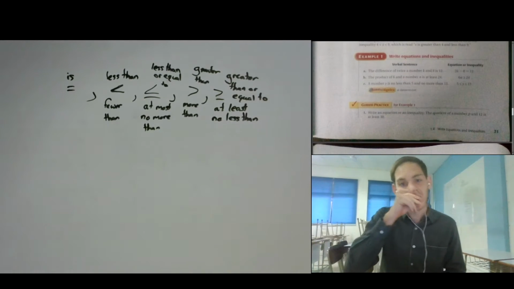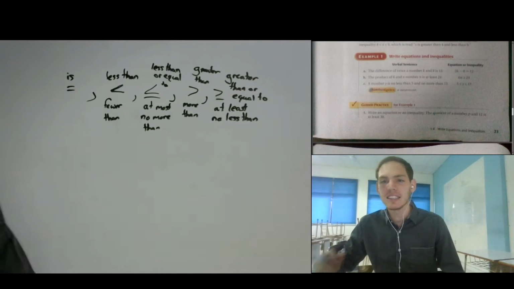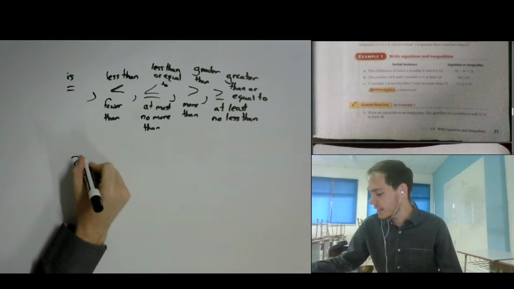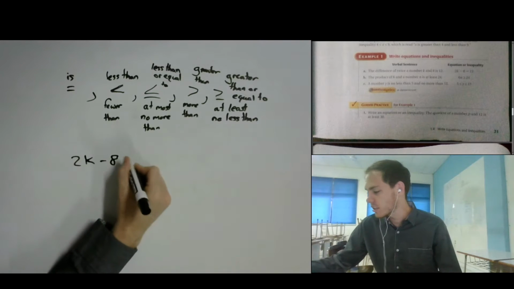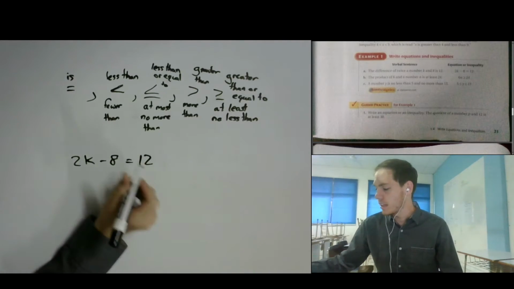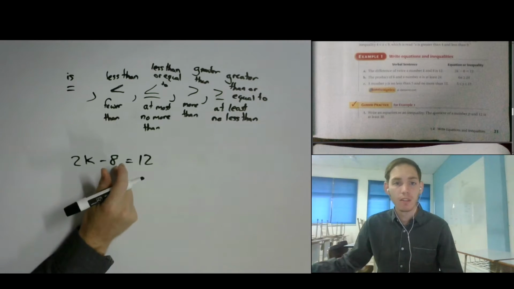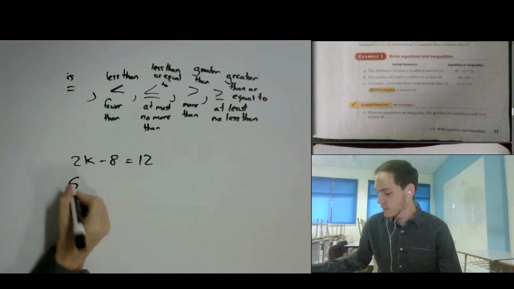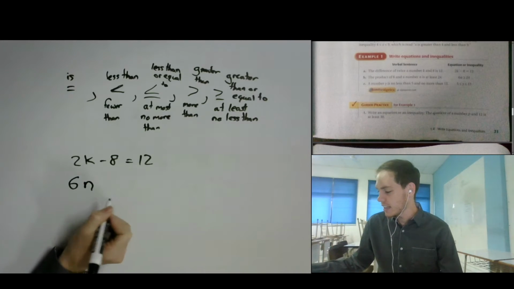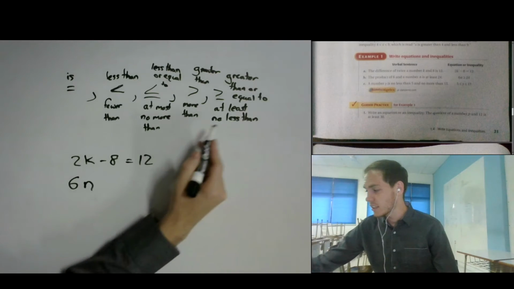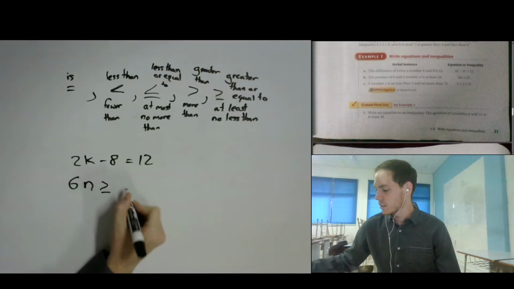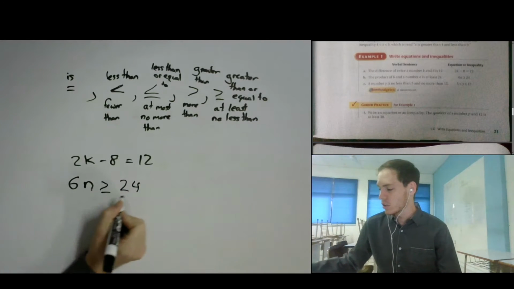The difference of twice a number k and 8 is 12, okay? First verbal phrase. The difference of twice a number, so difference, twice a number k, 2k, and 8, that's a minus. Is, so that's equals 12, okay? So is here is equals, okay? The product of 6 and a number n is at least 24, okay?